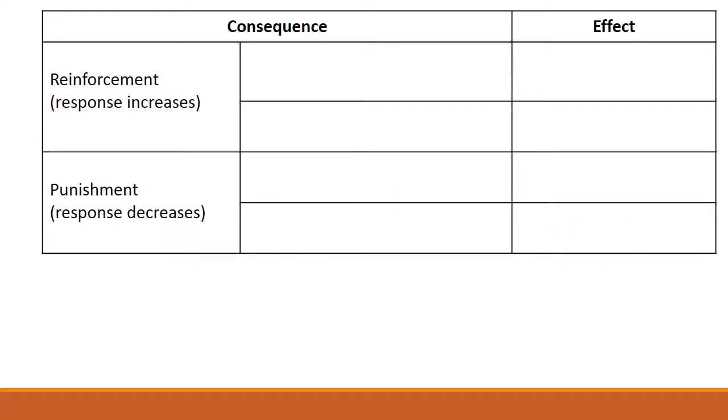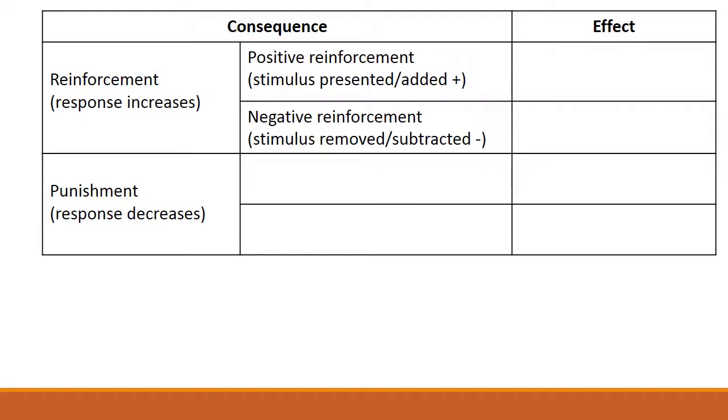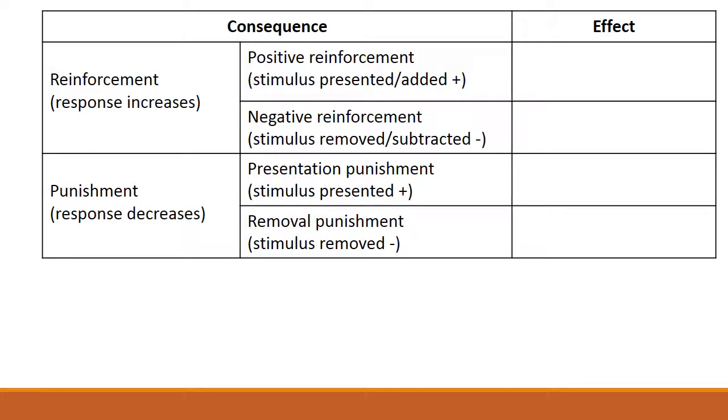There are two types of reinforcements and two types of punishments. As I said before, if the response increases, a consequence is called a reinforcement. If the response decreases, it's called a punishment. If a stimulus is added or presented, it's called a positive reinforcement. If a stimulus is removed or subtracted, it's called a negative reinforcement. You can remember this by thinking of the way that the positive and negative are used in mathematics. A positive means that you add something, and a negative means that you subtract something. The same pattern applies for a punishment. If a stimulus is presented, it's called presentation punishment, and if a stimulus is removed, it's called removal punishment.